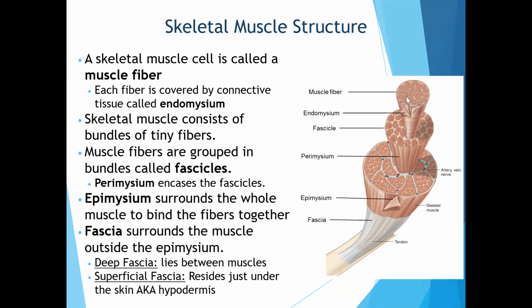So the muscle fiber is the smallest unit, and that's covered by endomysium. A fascicle is a group of fibers, covered by the perimysium, and then the muscle as a whole is covered by the epimysium.